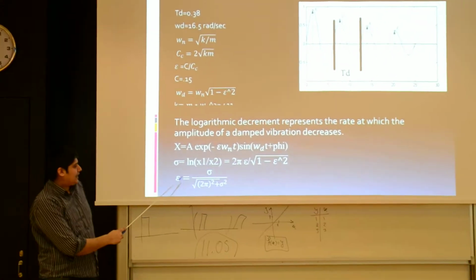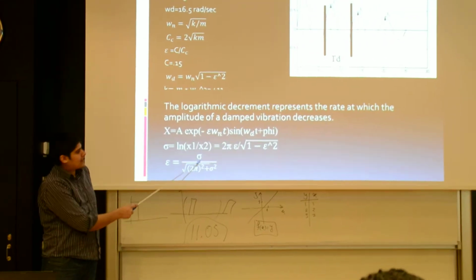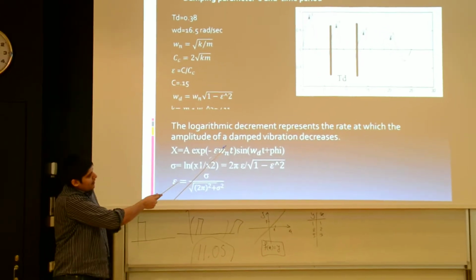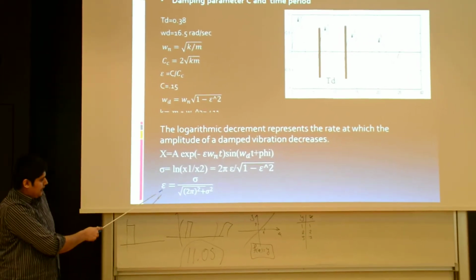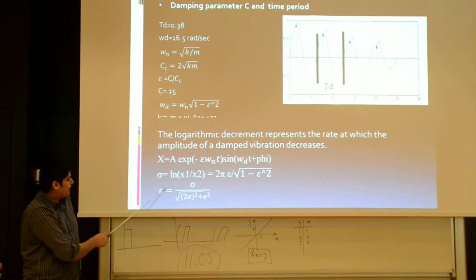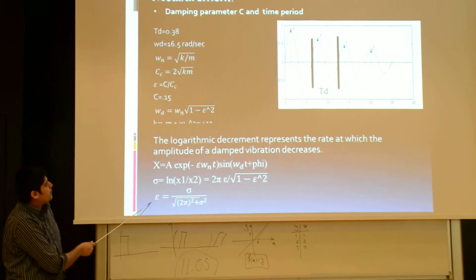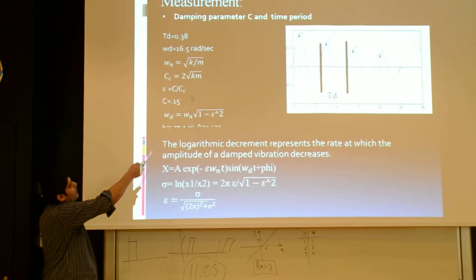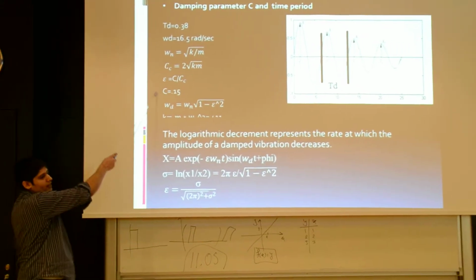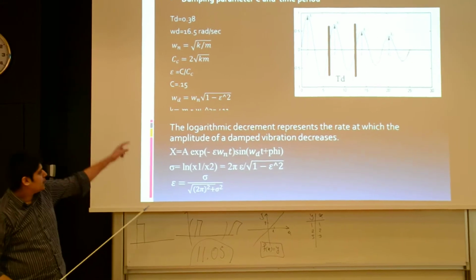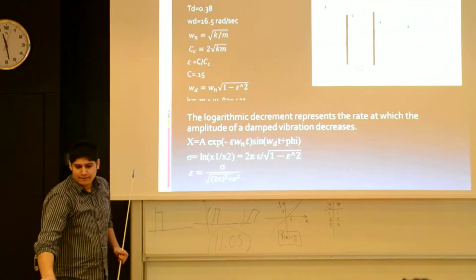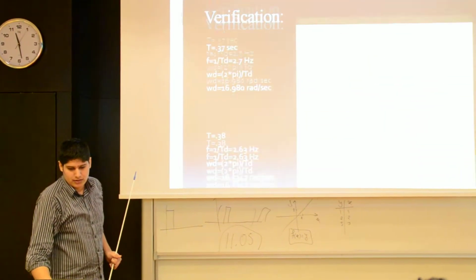And I calculate the damping factor from this logarithmic decrement method, and this one is the final relationship for the calculation of the damping factor. Then I put this thing here and here, and I calculate the final value of C. C is equal to 0.15.